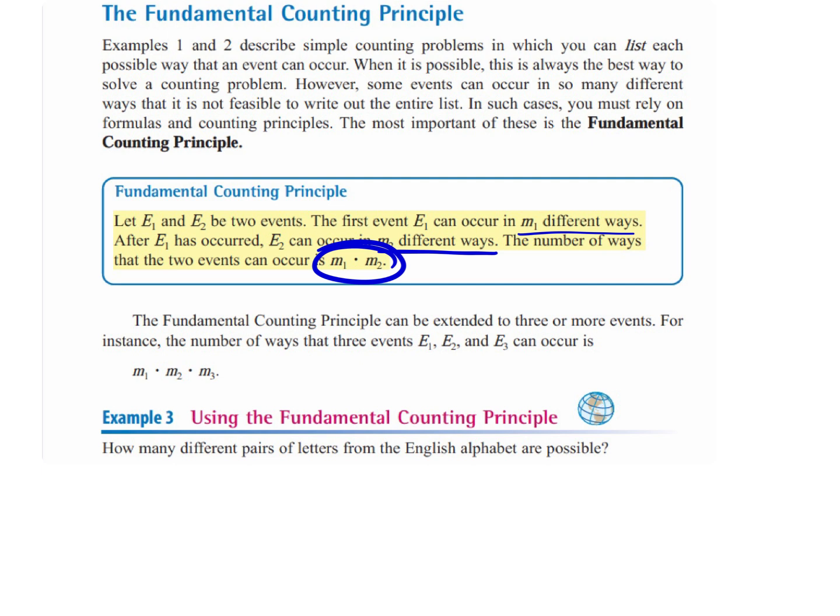With this section, it's super important to pay attention to the wording. You'll see in some examples that sometimes the order matters, sometimes the order doesn't matter, and then we do different math depending on what the question's asking. So pay attention to the wording of the questions. Most of these questions are going to be word problems. Just make sure you read it carefully.